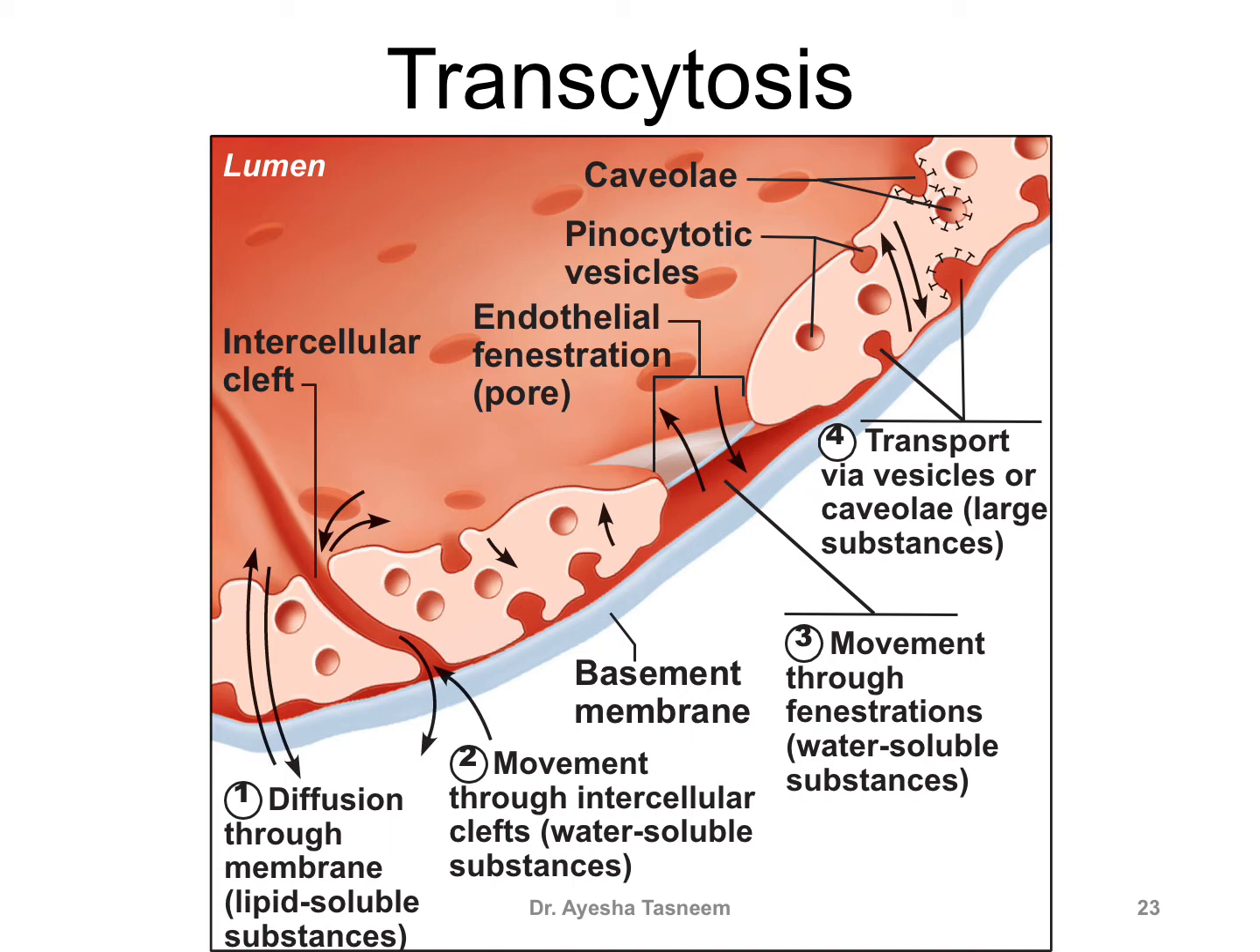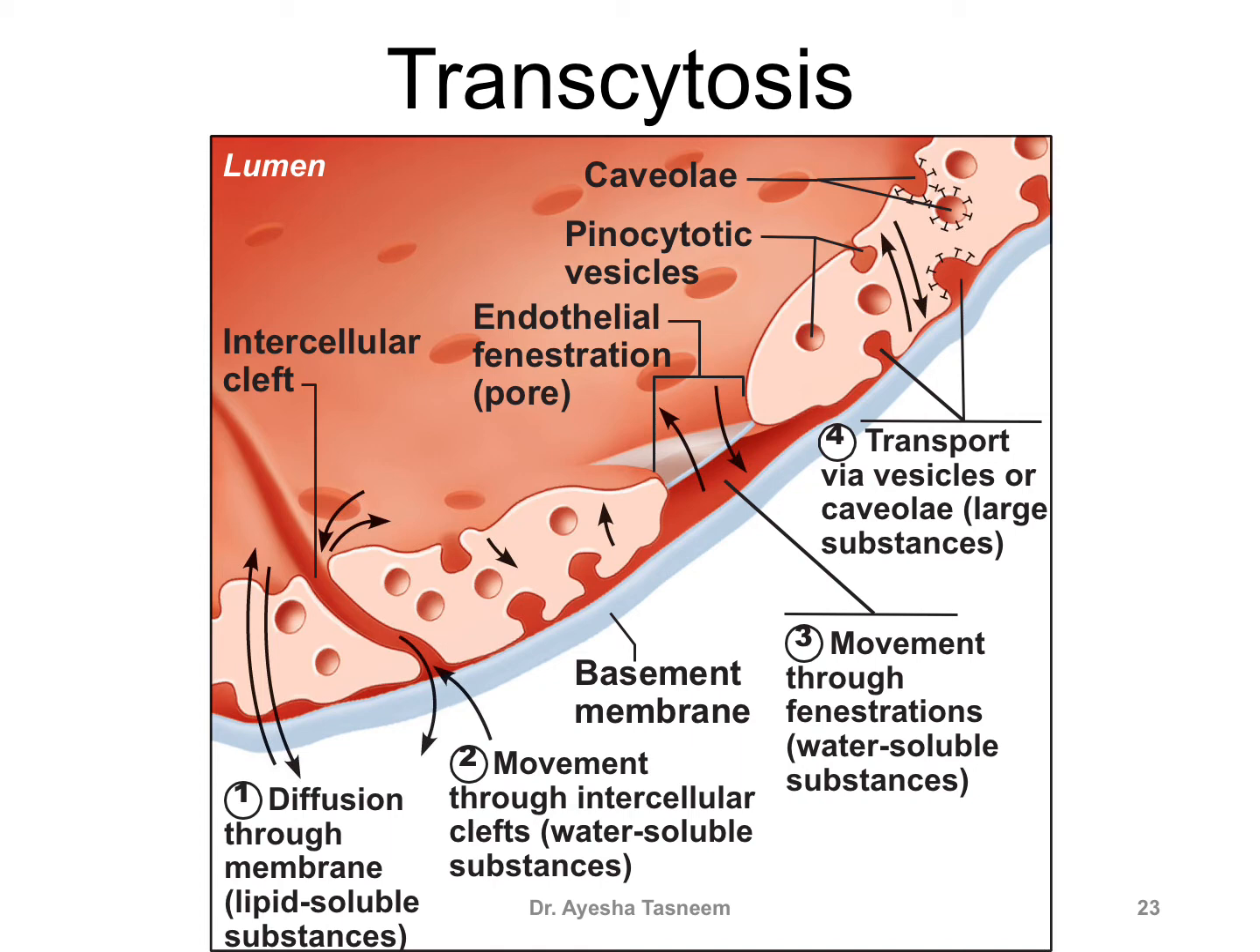They move through the intercellular clefts. Mostly these are the water soluble substances. Some move through the fenestrations. They are the water soluble substances and they are of larger diameter. Some may pass through by vesicles or caveolae.